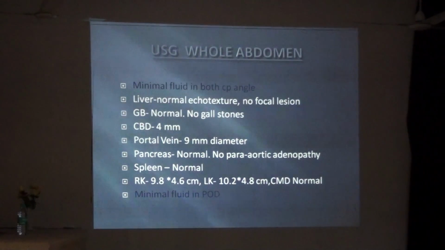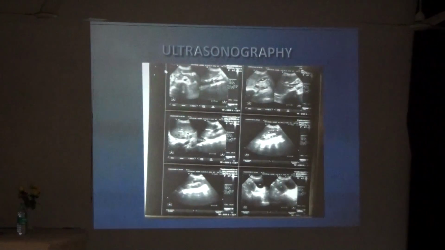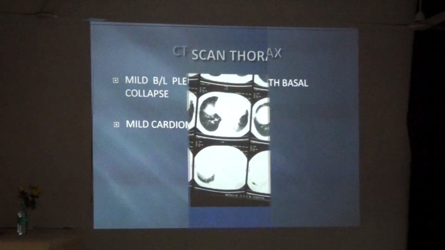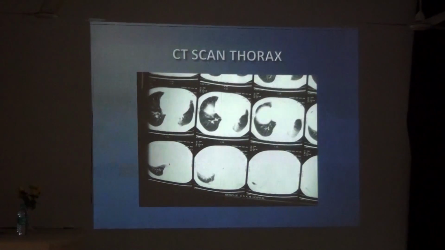On USG, there is minimal fluid in the CP angle with minimal fluid in the pouch of Douglas, all others are normal. This is the ultrasound finding. CT scan of the thorax shows bilateral pleural effusion with basal collapse with mild cardiomegaly.